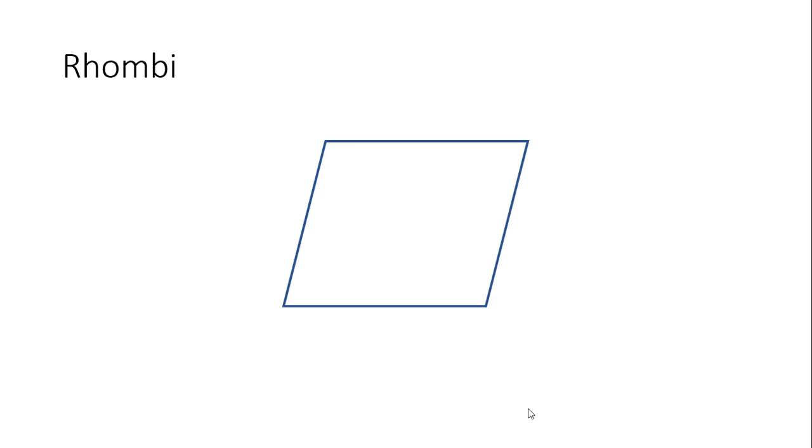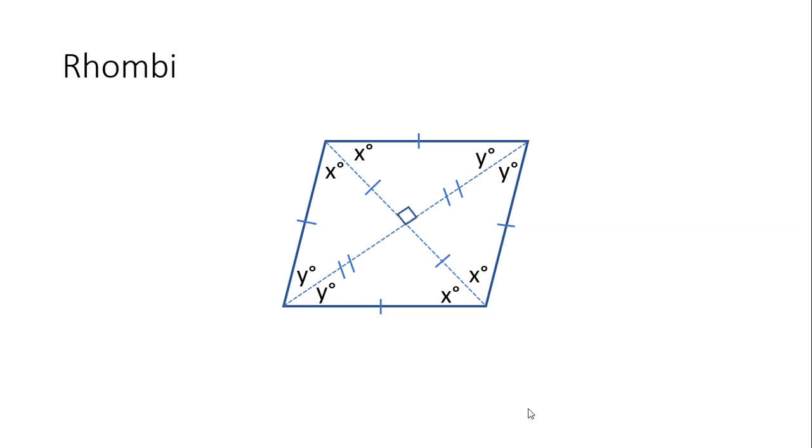Now, rhombi are a special type of parallelogram where all four sides are equal. The diagonals still bisect each other, just like in the other parallelograms. The diagonals also bisect the angles in the corners. Another special property of the rhombi is that the diagonals intersect at a right angle.